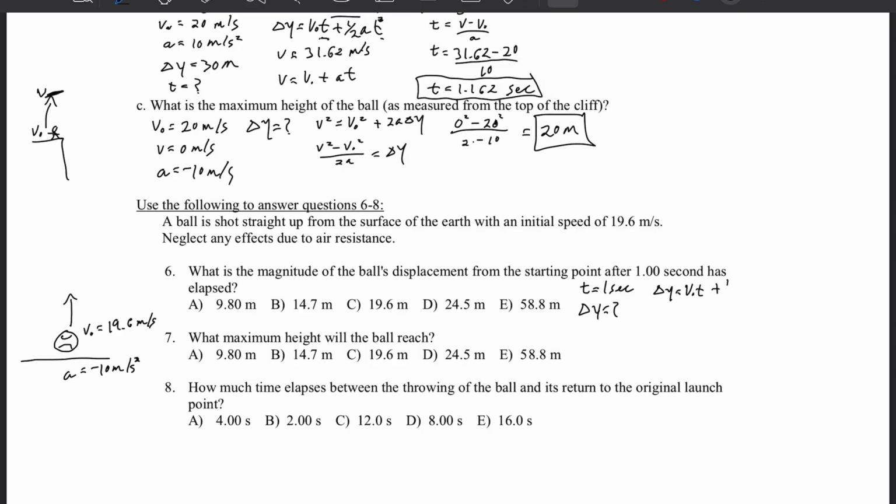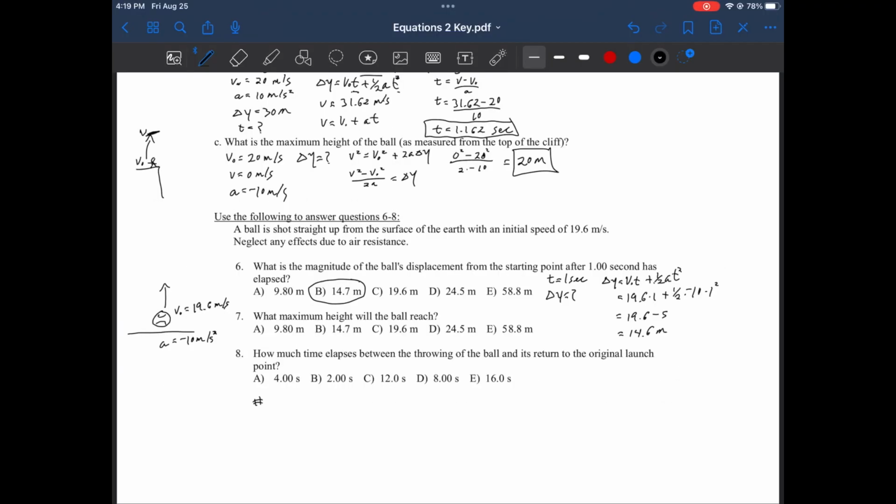Our best formula should be delta y is equal to v naught t plus 1/2 at squared. I can keep this formula because I know time. I don't have to worry about t and t squared. I can plug them in. So v naught is 19.6 times time is 1 plus 1/2 times negative 10 times 1 squared. So 19.6 minus 5. So I get 14.6. Best possible answer, 14.7 meters. Let's just be used to finding the closest multiple choice answer based on our math.